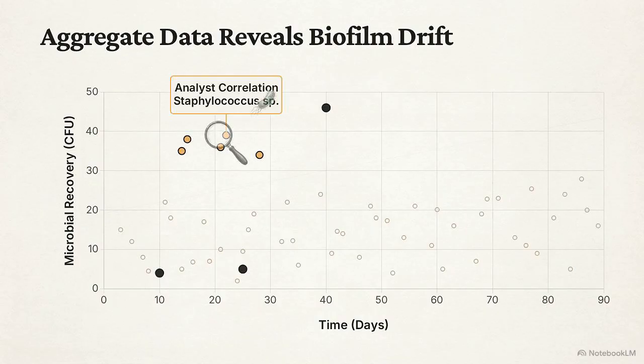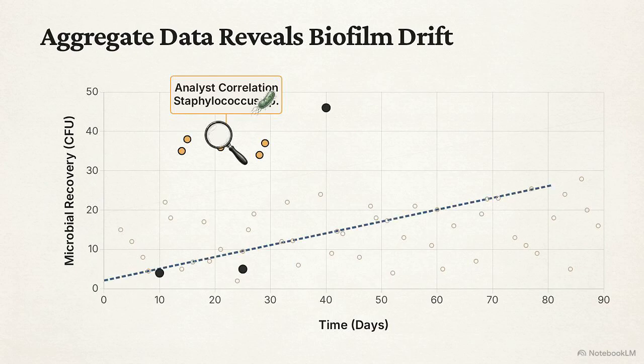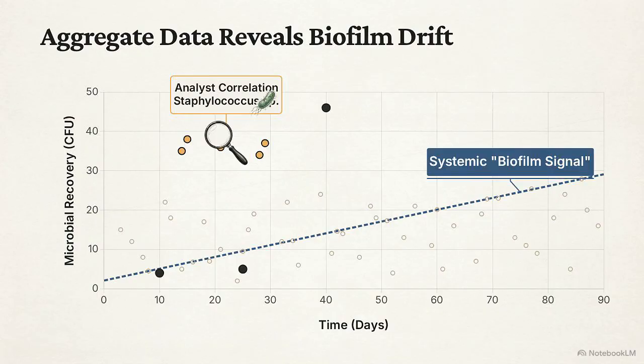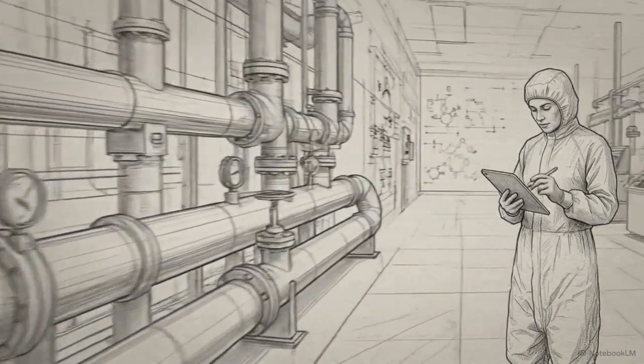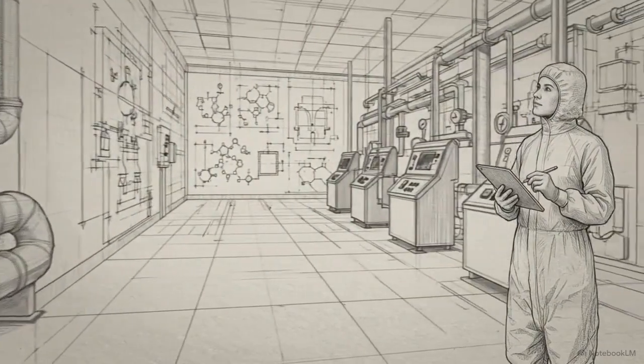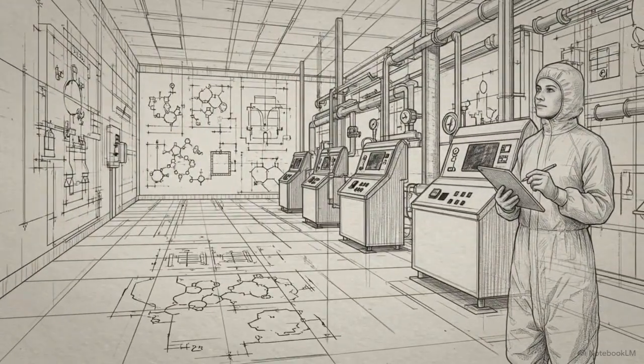AI can cluster these points to identify correlations, such as a specific Staphylococcus species appearing only on days when a specific analyst is performing the sampling. The model can also detect a slow 3-month upward trajectory in microbial recoveries within water for injection, or WFI, loops. This emergent pattern is the biofilm signal. It indicates a systemic contamination drift long before a human reviewer would flag a single isolated excursion. Identifying these drifts early shifts the lab from reactive troubleshooting to predictive maintenance, preventing major contamination events before they occur.